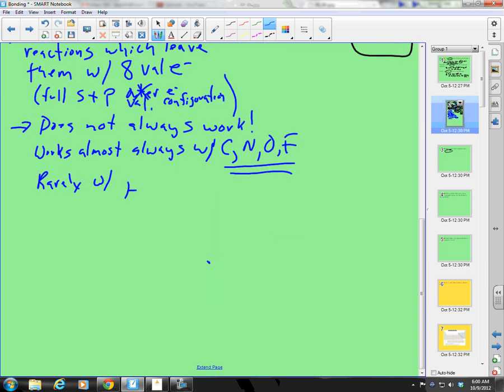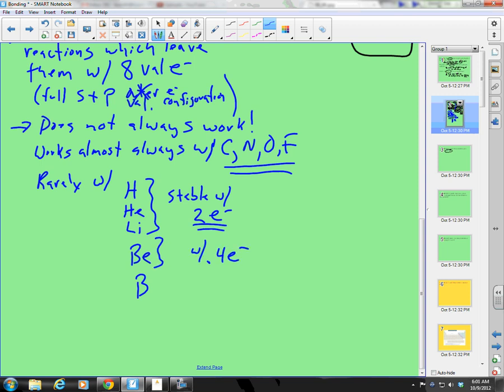And what are they? Hydrogen, helium, lithium, beryllium, and boron. Now, how many valence electrons do these guys want? These guys become stable usually with 2 electrons. So they don't want 8, they want 2. Beryllium becomes stable with 4 electrons, and boron becomes stable usually with 6 electrons. That means these guys will undergo reactions which leave them not with 8, but with 2, 4, or 6. Good.